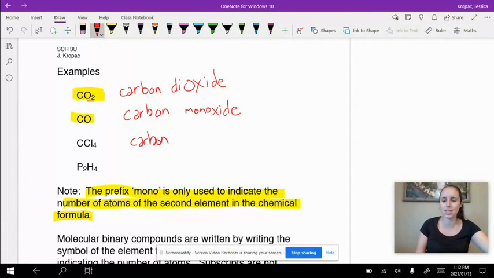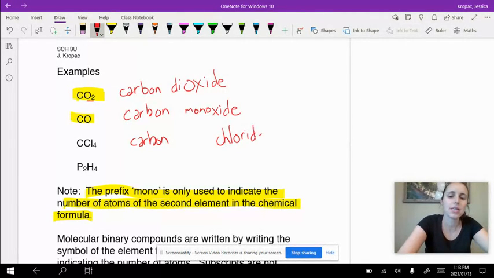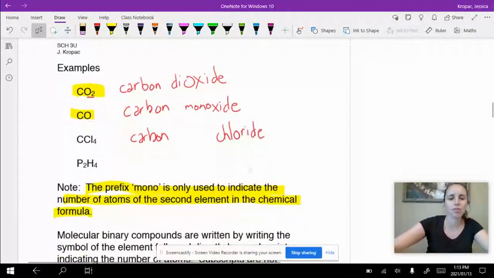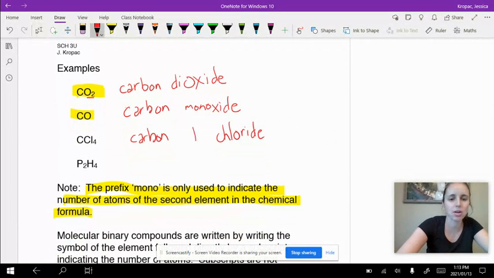So I'm going to go right to the next element. The next element is Cl. That stands for chlorine. So I'm not going to call it chlorine. I'm going to call it chloride because I always use that IDE ending. And I have to figure out how many 4 is. So I'm going to go to my chart. I'm going to look at 4. And 4 stands for tetra. So I'm going to call it tetrachloride. Altogether, this is going to be carbon tetrachloride.